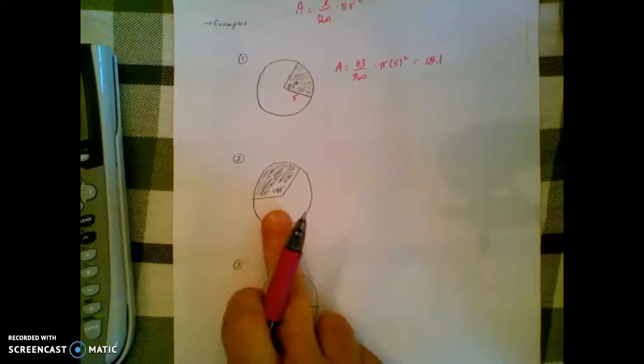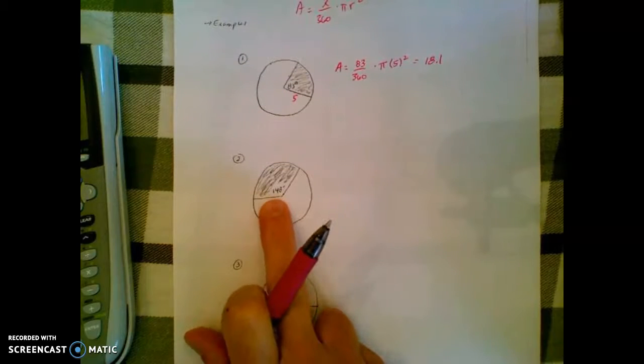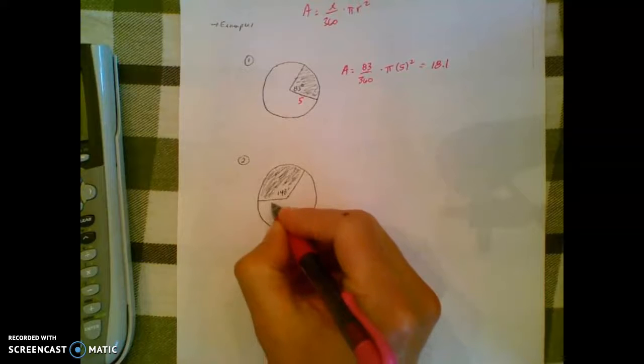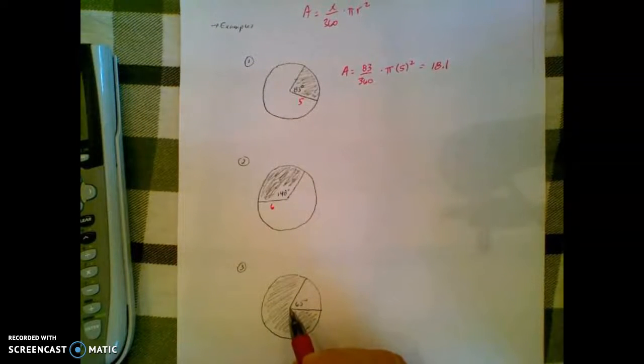Another sector problem would be down here. I have a central angle there, that angle's at 148. I still need a radius on this. I'll just give it a simple radius of 6. Again, I just mistakenly didn't do that.